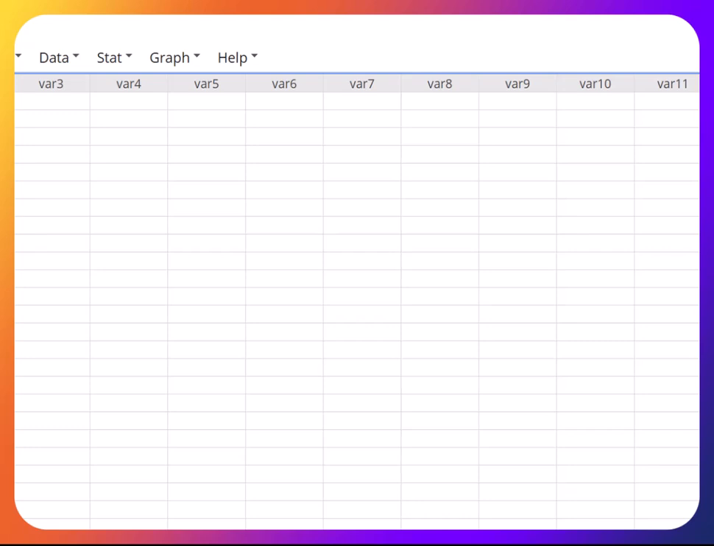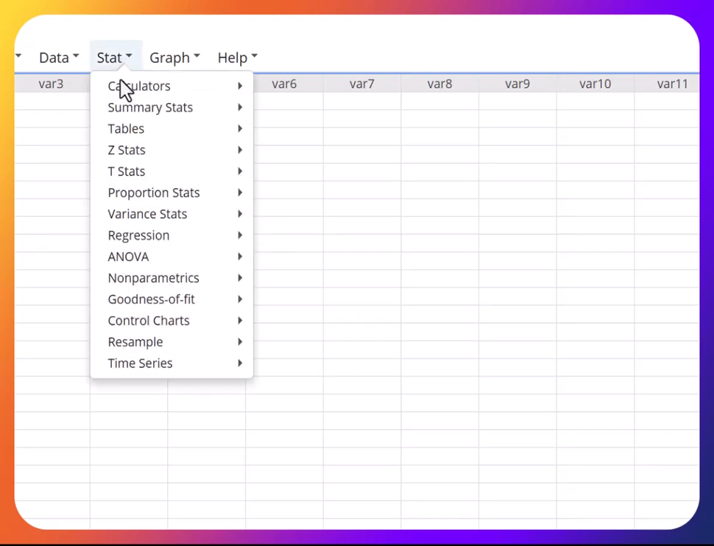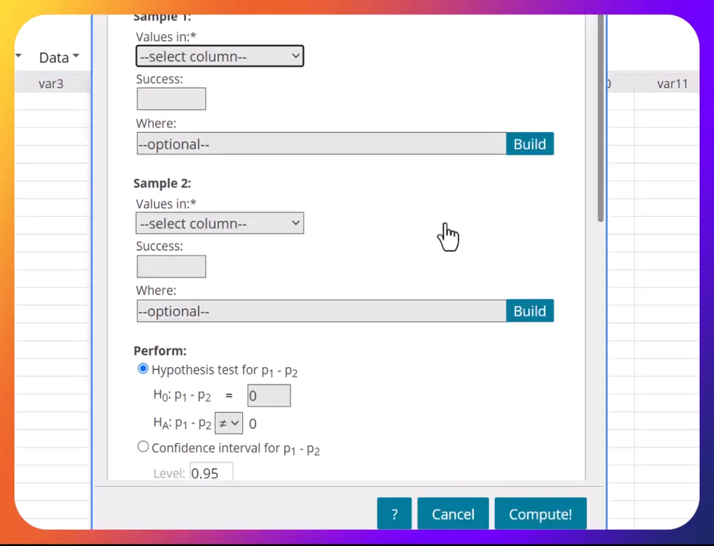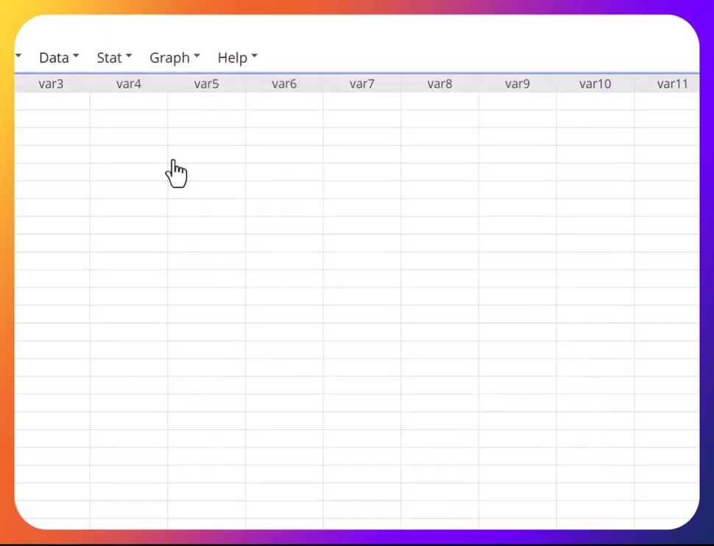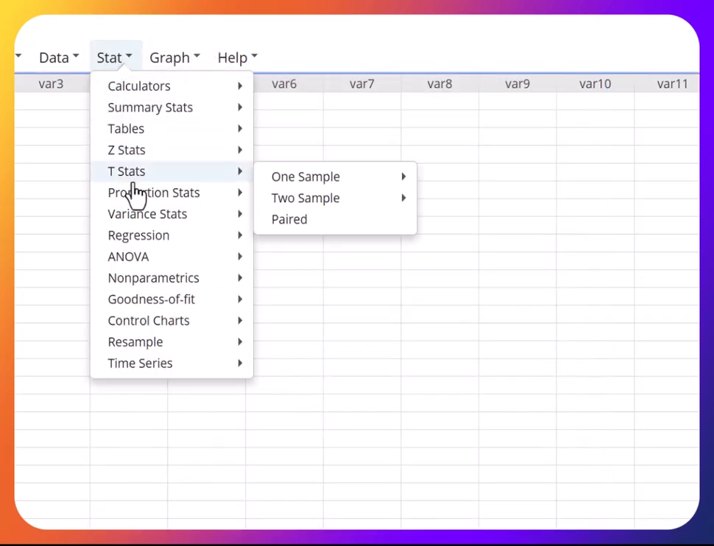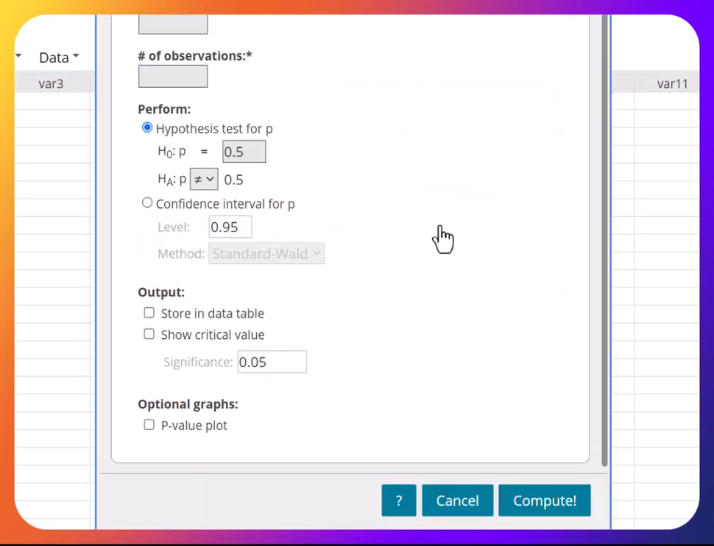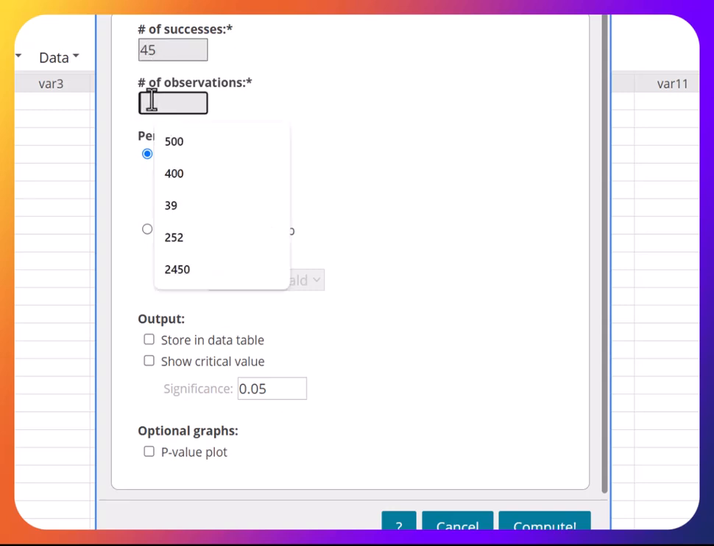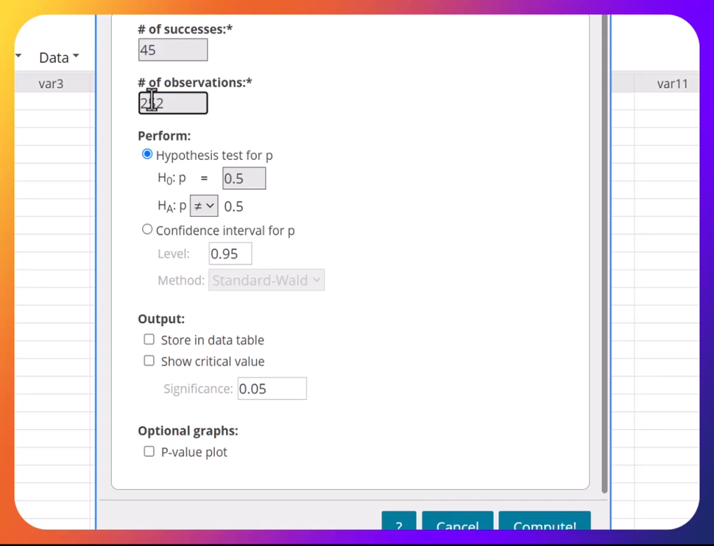So I'm gonna bring Statcrunch. You go to stat. This is a proportion test. So you go to proportion. We're doing only one sample with summary. I don't have the actual data. Oh, I choose 2 samples by mistake. Stat, proportion stat. For this section, guys, it's a proportion, one sample with summary. All right. Number of successes, 45, I believe. Number of observations, 252. So X comes first, and then you put N.